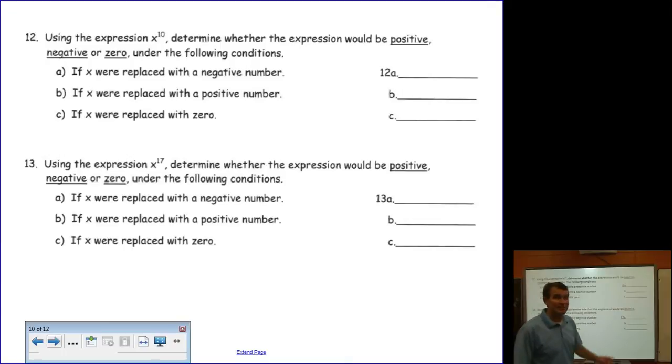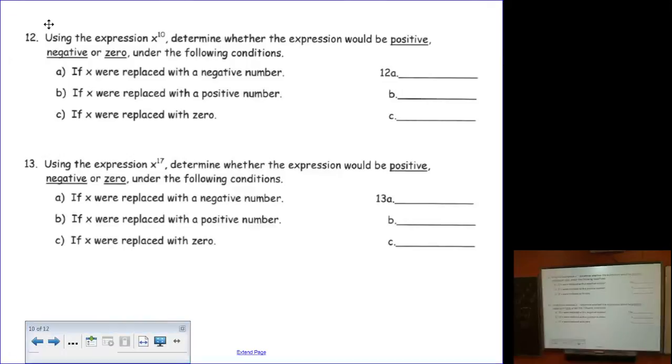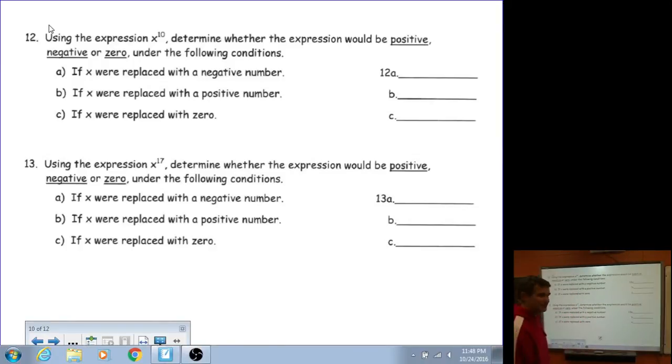All right, I'm going to have to do these on the next video. Okay, so I am back to do problems number 12 through 17. All right, the secret to these problems is knowing two things.